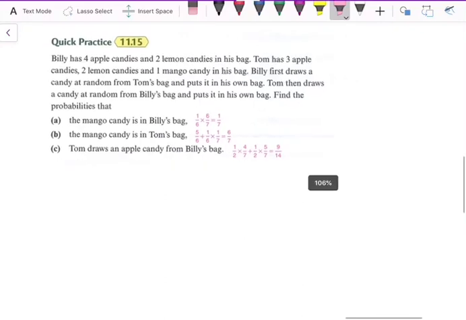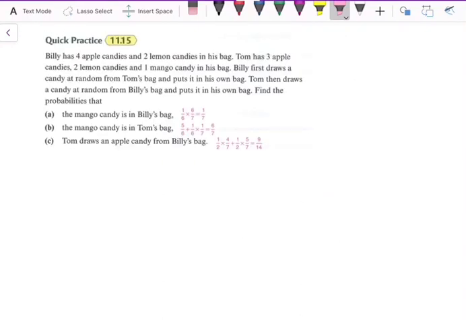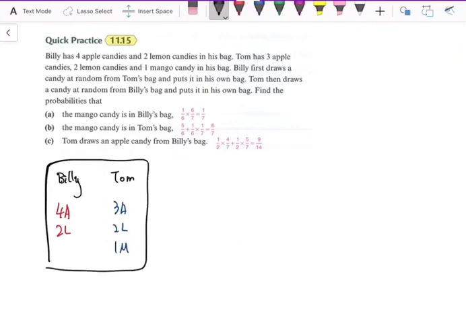This one is more complicated. Okay, so let's take a look at this. Again, try to draw the graph. Now let's do the first one. Billy has 4 apples, so what we need to do is Billy, then Tom. Billy has 4 apples, so we write down 4 apple, 2 lemon, then nothing. Tom has 3 apples, 2 lemon, and 1 mango. So you can see that these are their original candies. Now what is done is Billy draws a candy at random from Tom's bag.